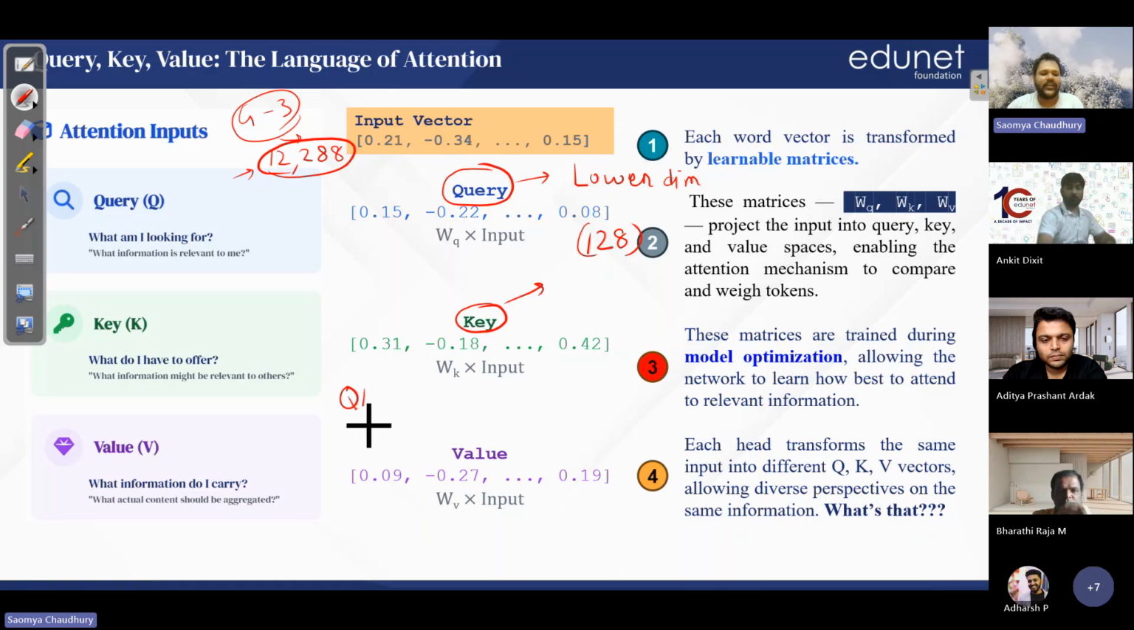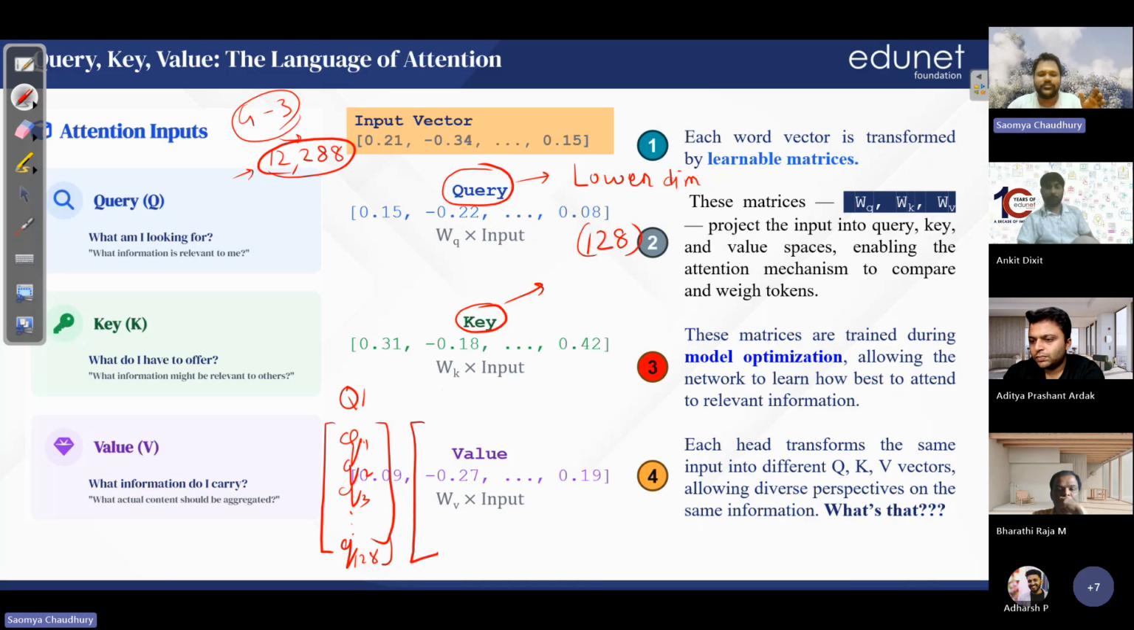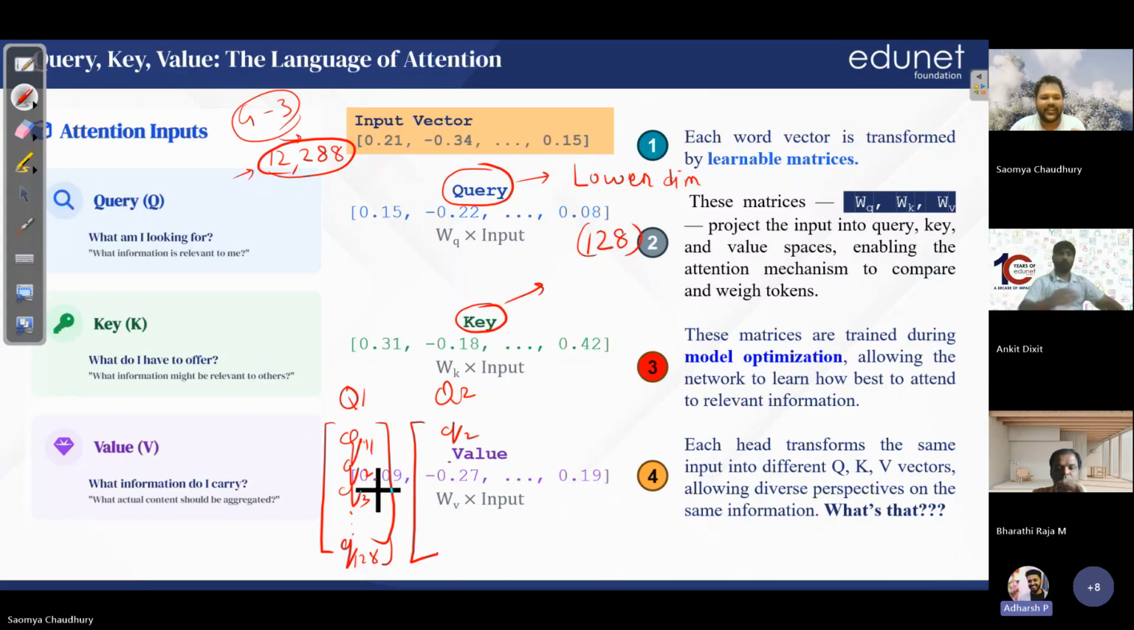Say I have question 1, whatever the question is. Let's say small q1, q2, q3, and so on till q128. I represent it in this format. Similarly, for question number 2, I have q21, q22, q23, and so on till q2 of 128. After the weight matrix, it will be the same. You got it, right?